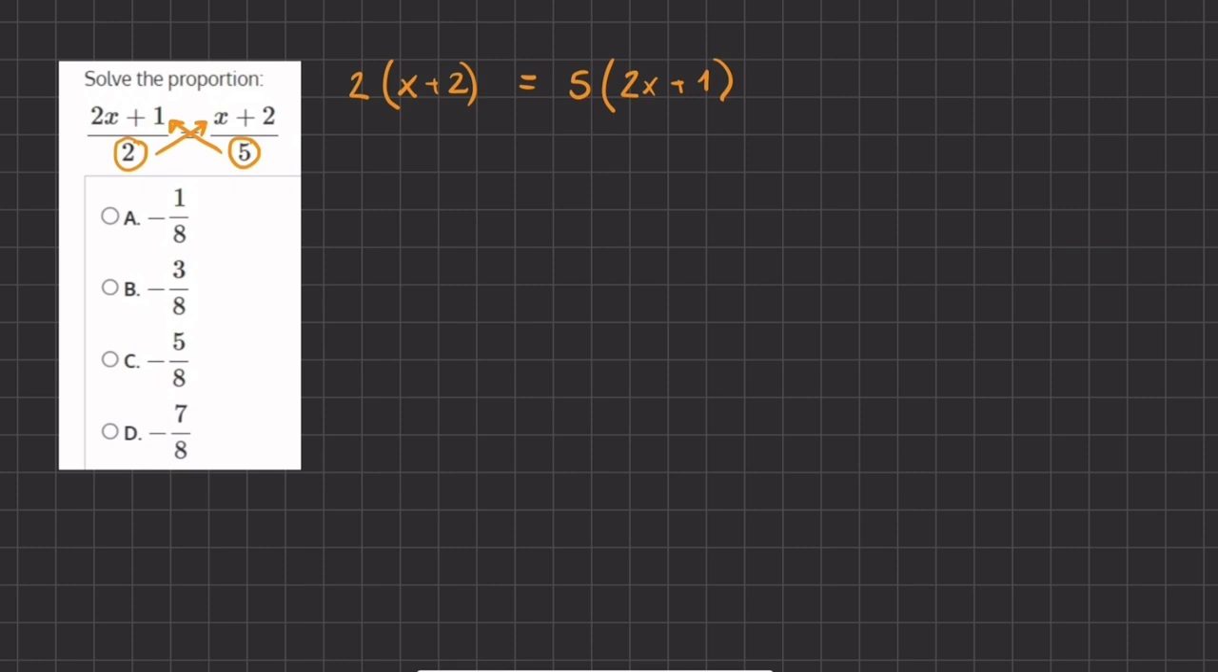So we are going to start off by distributing this 2 into the parentheses, and we have 2 times x, which is 2x, and 2 times 2, which is 4, equals 5 times 2x, which is 10x, and 5 times 1, which is 5.